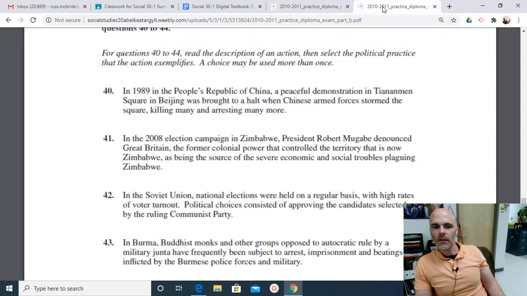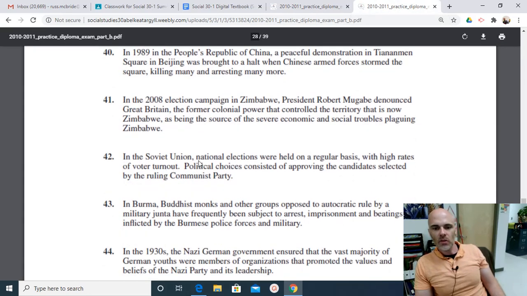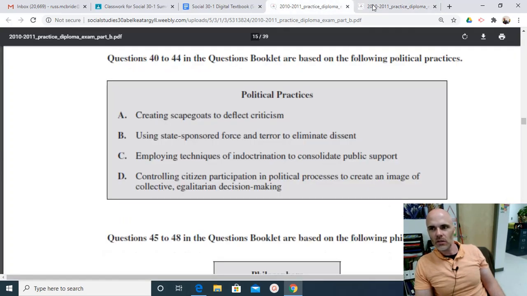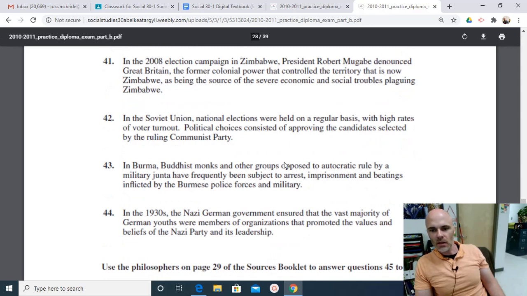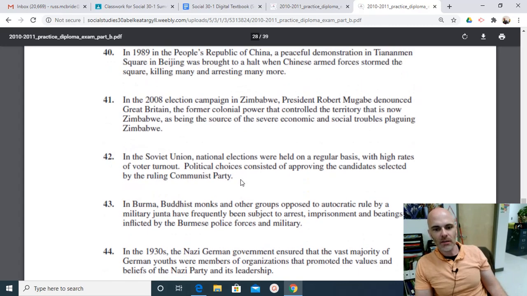The British are bad. In the Soviet Union, national elections were held on a regular basis with high rates of voter turnout. Political parties consistently approved the candidates. That's the controlled participation one. In Burma, monks and other groups opposed to autocratic rule by a military junta have frequently been subject to arrest, imprisonment, and beatings. Okay, so they're opposed, they're being arrested, so they're a voice of dissent, and they have force and terror coming their way. Sure seems like that B one again.